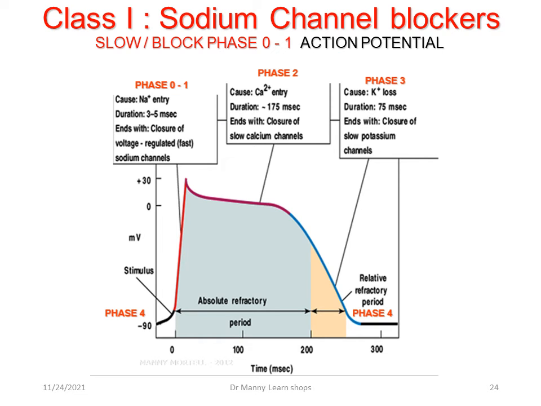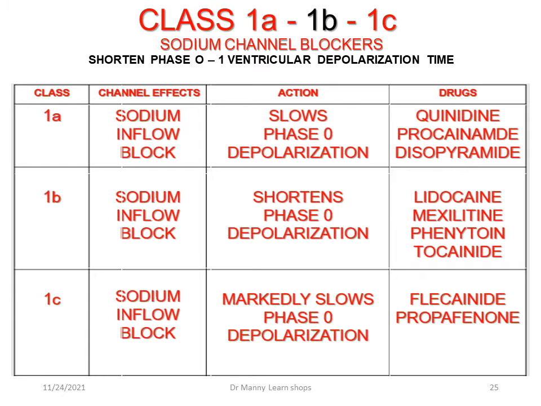When we look at class 1 sodium channel blockers, they block phase 0 to 1 of the action potential. This is related to sodium and chloride entry, and typically it lasts for about 3 to 5 milliseconds, ending with closure of the voltage or fast sodium channels. Sodium channel blockers shorten phase 0 to phase 1, which is ventricular depolarization time.